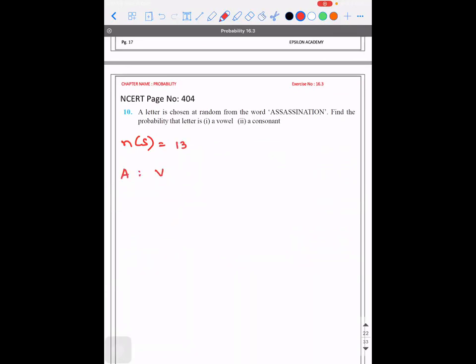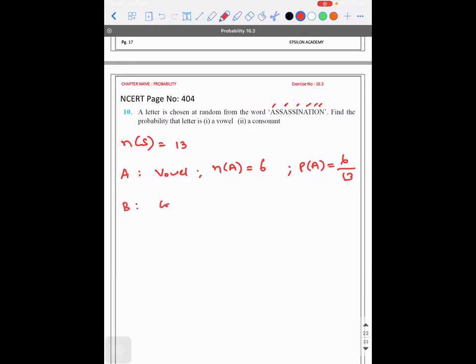Let A be an event of getting a vowel. So how many vowels are there? Count it. 3 A's, 2 I's, 1 O. It is 6. So what is probability of A? 6 by 13. That's it.